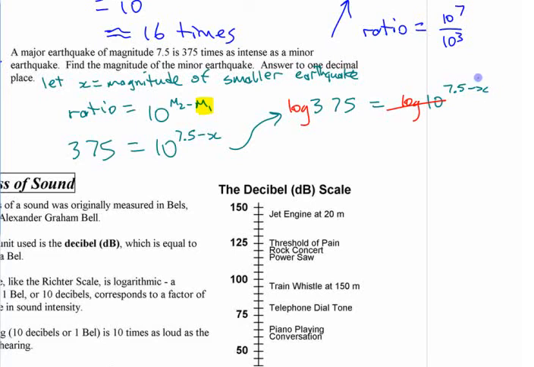Some of you might have done this and put this in front. Log 10. Log 10 just cancels out, right? You can do that. It'll still work, but log 10 is 1, right? So this is just 7.5 minus x. This is going to be simpler to do. And you got log of 375.